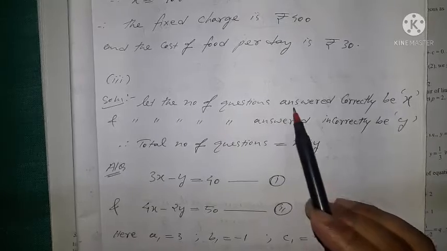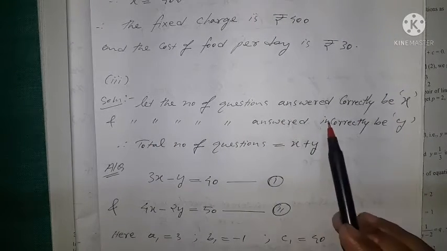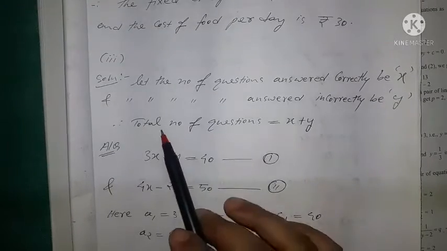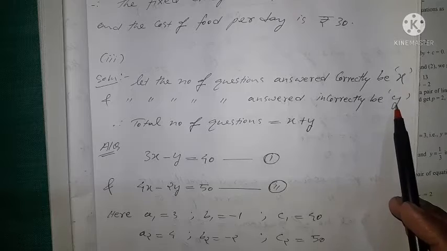So let the number of questions answered correctly be x and let the number of questions answered incorrectly be y. So therefore the total number of questions will be x plus y. These are the correct questions and these are the incorrect. So the total questions will be x plus y.